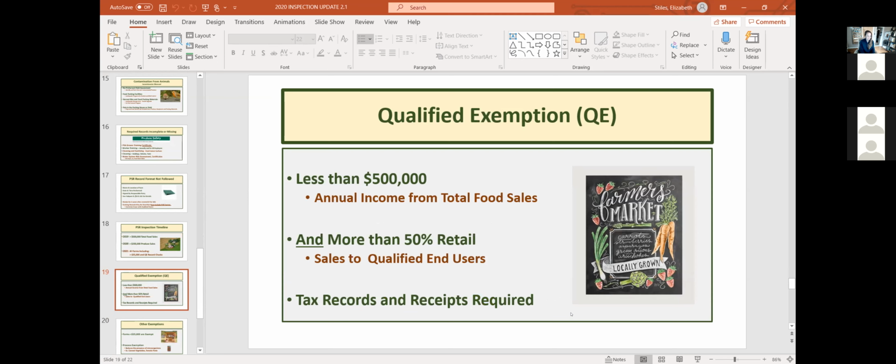When we do the record checks, we're looking for 2 things. We're looking for Schedule F from the income tax for the past 3 years and a current year's evaluation and receipts showing that your sales are more than 50% retail.